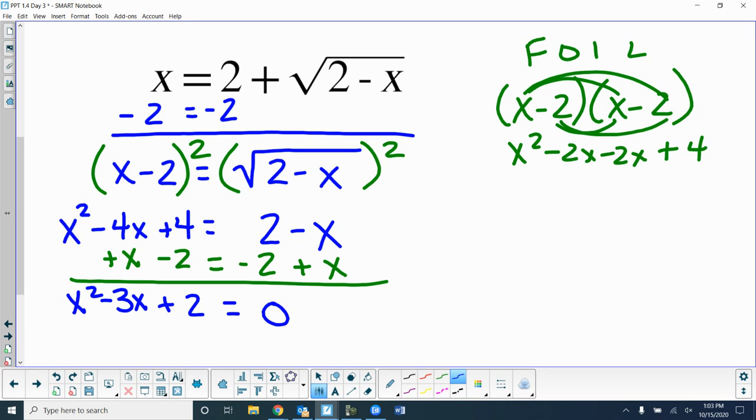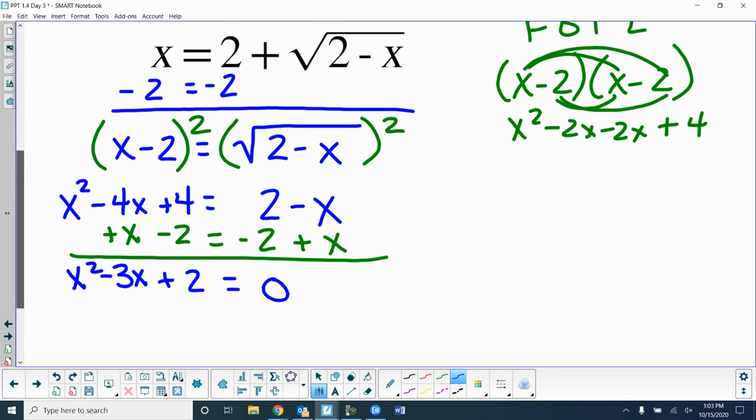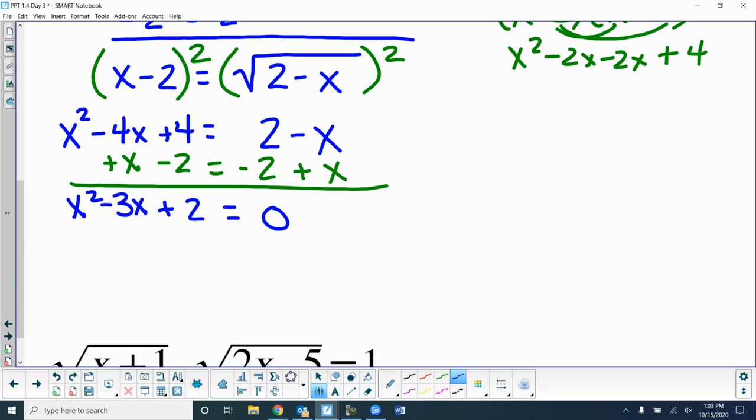Now, we learned 4 different ways to do this last week, right? You can pick whichever way you want. My 2 picks would be factoring or quadratic formula. But it's your choice from here. This one factor is pretty easy. What are the factors of positive 2 that add up to negative 3? Negative 1 and negative 2, right? Negative 2 times negative 1 is positive 2, and negative 2 plus negative 1 is negative 3. So what are my 2 answers? 1 and 2.